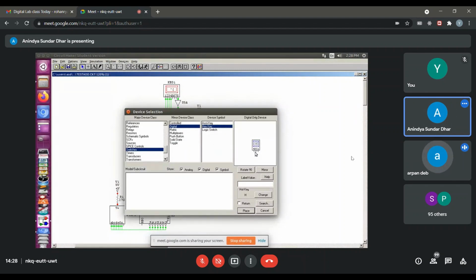Sir, I can't see your screen, the simulator. But others can see. Yes, sir, it is visible. I don't know, there is some problem happening. Anyway, Arpan, have you stopped your sharing? Yes, sir, I've stopped my sharing. Maybe if you rejoin now, you will be able to see. Okay, sir.